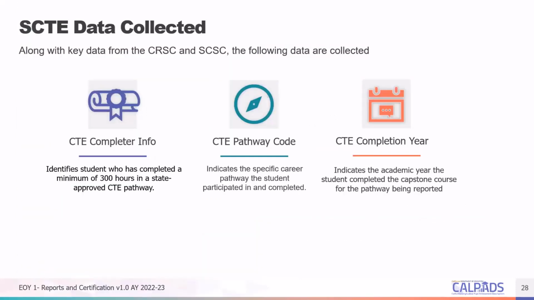The SCTE file provides us with the CTE completer information, identifying students who have completed a minimum of 300 hours in a state-approved CTE pathway. The SCTE file also indicates the pathways of participants and completers, as well as the completer's completion year. The SCTE is a relatively small file, but provides key data elements for the California School Dashboard and feeds into the post-secondary status submission.